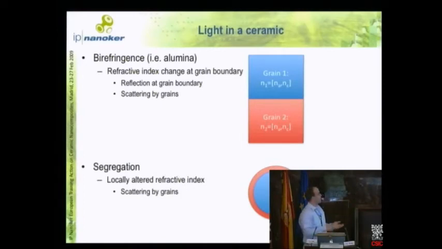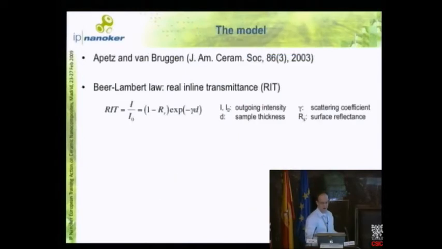The other thing I will consider is the segregated layer, where we have basically the core of the particle, which has a different refractive index from the shell of the particle. There's a nice model in the literature, published by Apetz and van Bruggen, and what they consider is the Beer-Lambert law to predict the real in-line transmittance. So we have the intensity of the outgoing beam and the intensity of the incoming beam. There's something missing here, I spotted that this morning, too late to change.